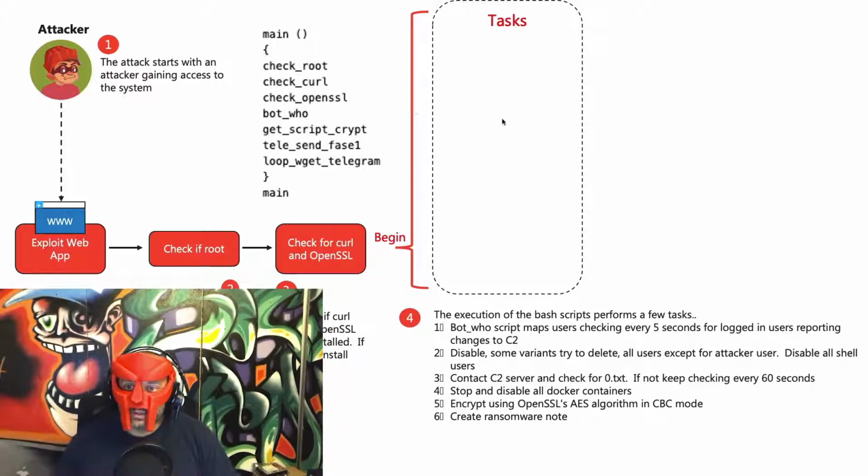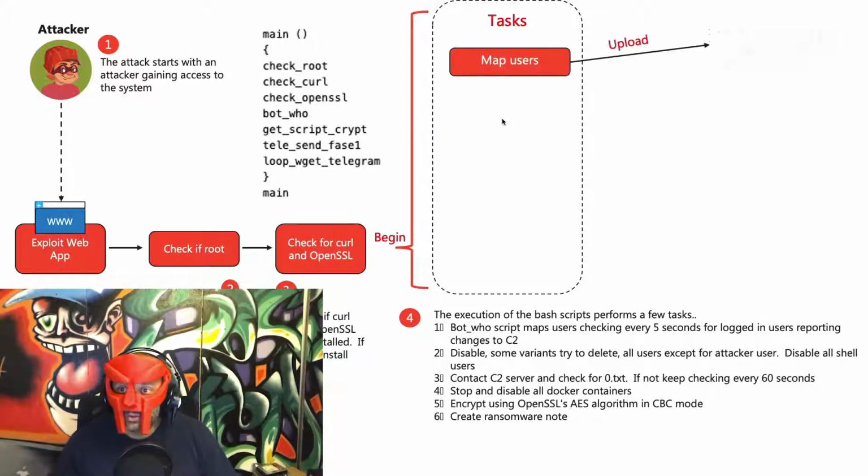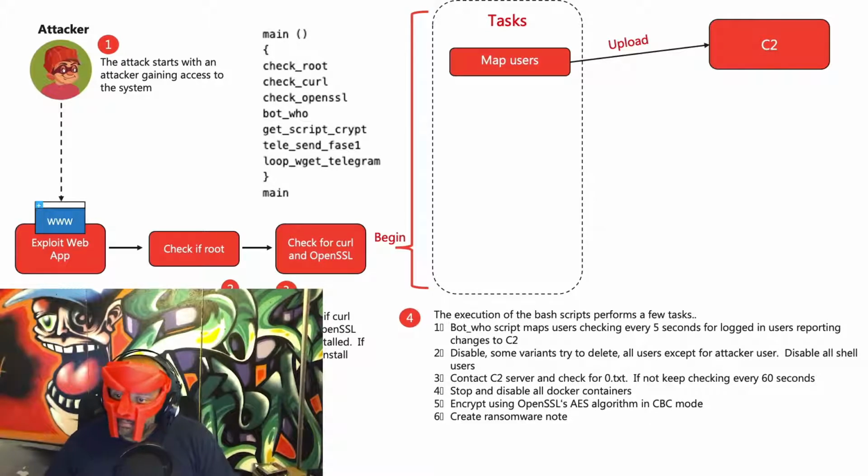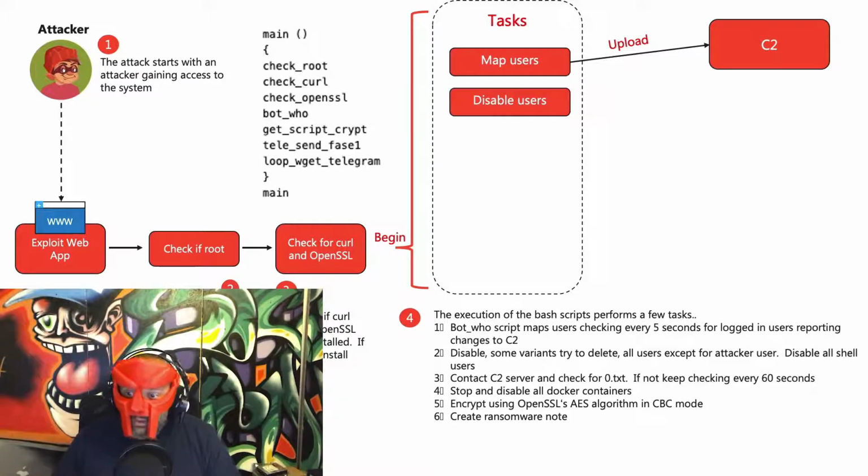And then it begins another task, which is the bot script, which maps users and checks every 5 seconds for newly logged in users, and then reports those changes to the command control server, which is up here, outside of the system, outside of the network. The next task is to disable, and some variants actually delete, all users except for the attacker user, of course. And then it disables any shell users who may be logged in currently.